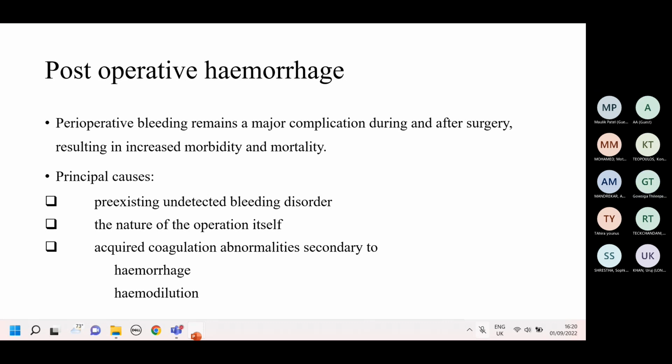As you all know, patients may have a pre-existing undetected bleeding disorder, or the nature of the operation itself may be the cause, such as a vascular case or a major difficult case with major tissue handling, so it might ooze. It may also be because of acquired coagulation abnormalities, commonly secondary to hemorrhage and hemodilution. Or it may be acquired platelet dysfunction.